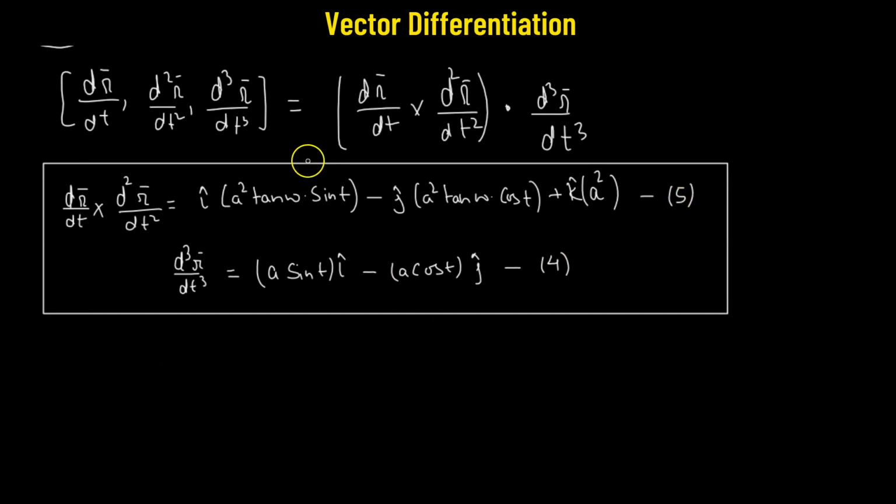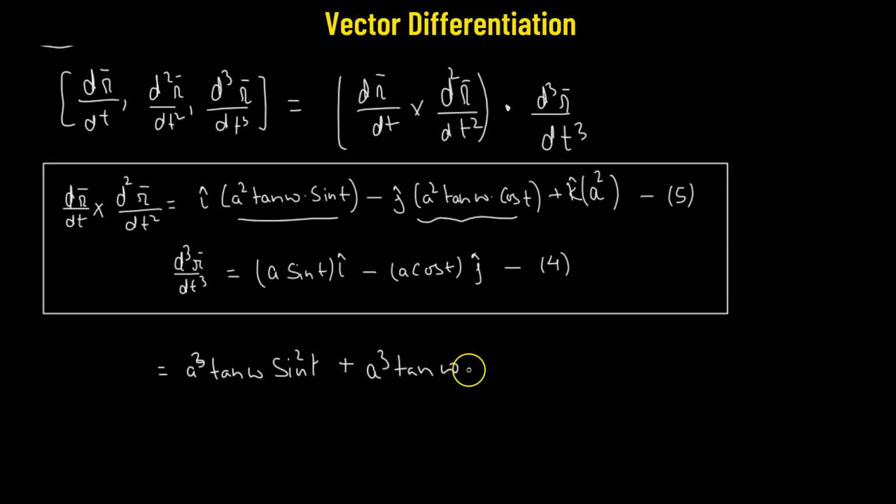So let's begin. So this will be equal to, we'll only take the dot product of i cap with i cap, the j cap term with j cap. There is no k cap term in equation number 4. So let's begin. So we have a squared tan omega sine t. So that's multiplied to a sine t. So that means we have a cube, and here there will be a sine squared. Now for the second part, we have negative j. So we'll combine this to become positive a cube tan omega times cosine squared t.